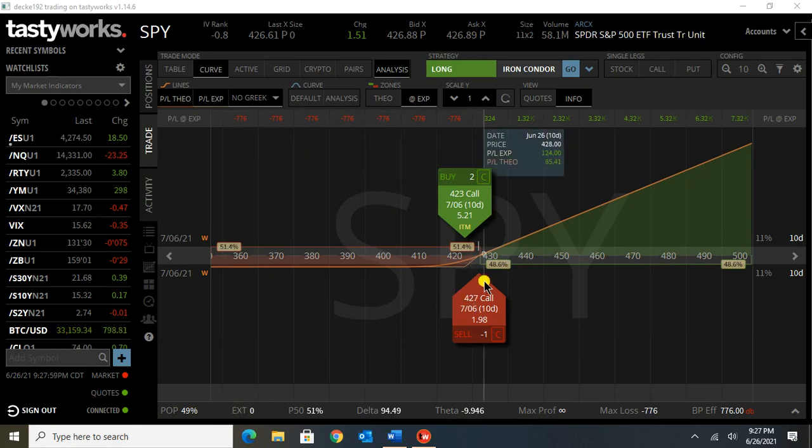So this is basically a stock replacement strategy where above 427 you make money 1-to-1. And to the downside, you have limited risk, unlike stock. The only difference is between 427 and 423. In this case, you lose 2-to-1 because you have two calls long and one call short. But this is defined risk where stock is technically not.